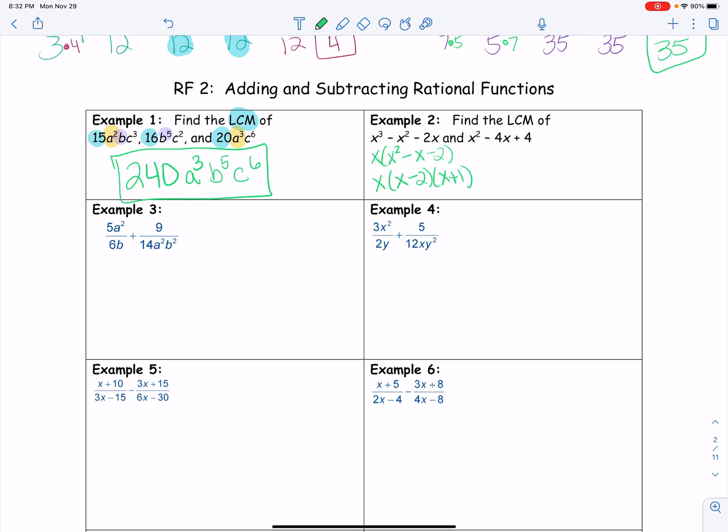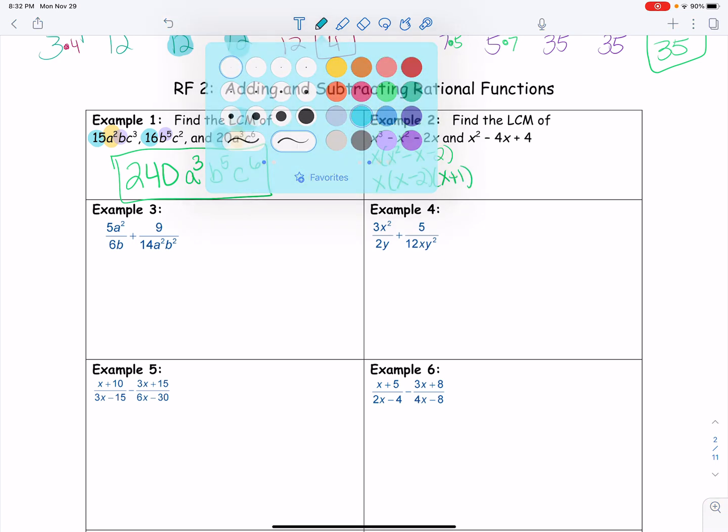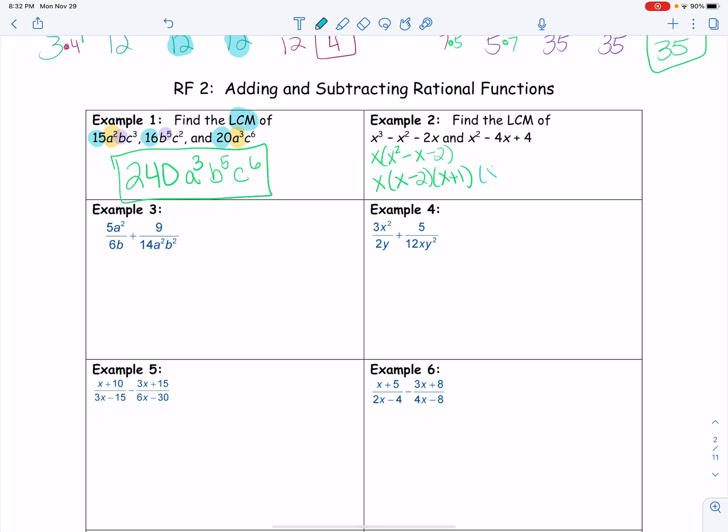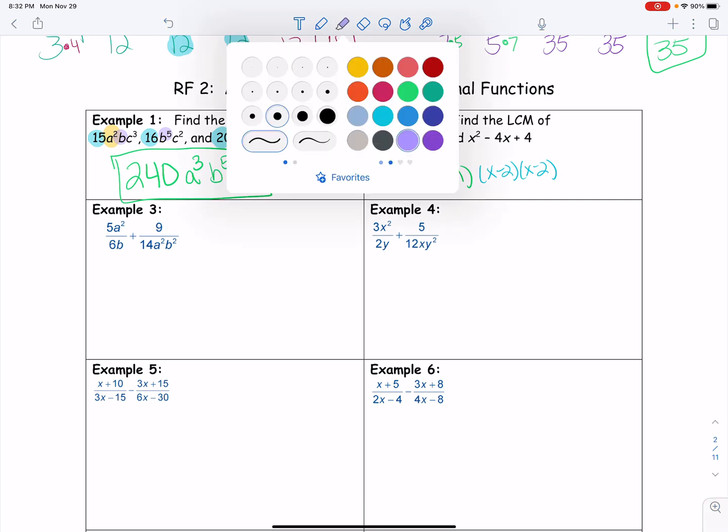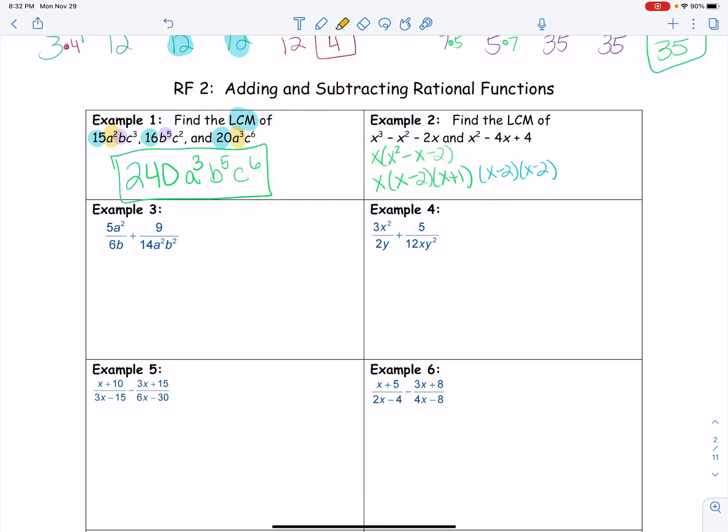So that is that one factored. Okay. Then I'm going to factor this. It would be x minus 2 and x minus 2. So they share. I'm going to go ahead and write this so you can see this. Wouldn't this be x minus 2 squared?